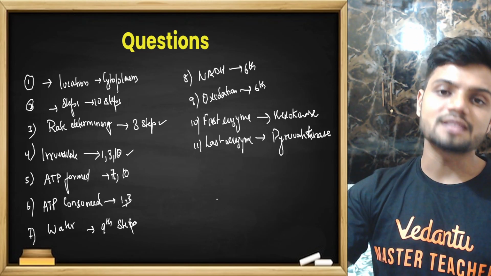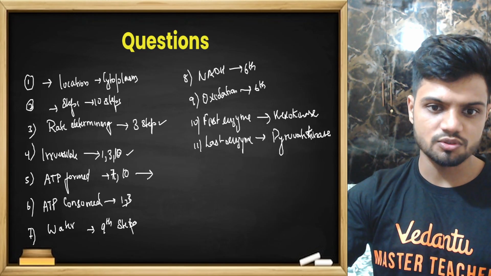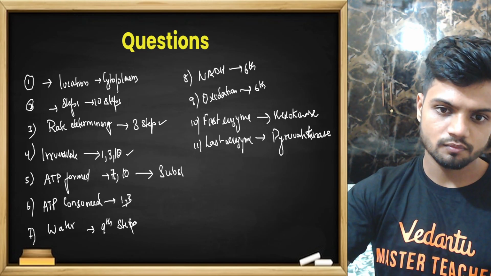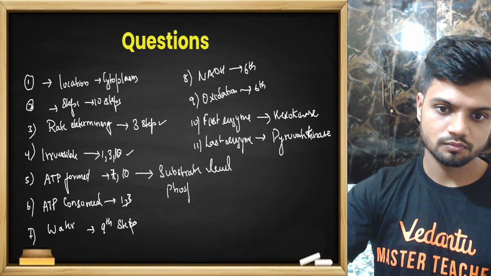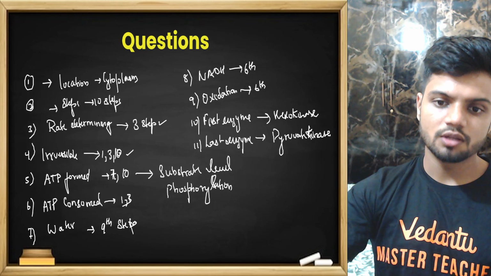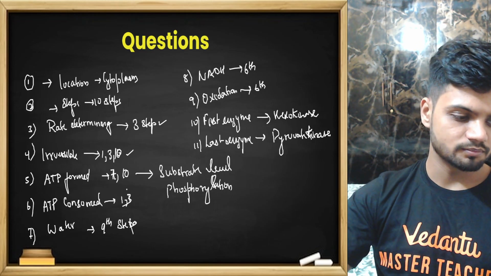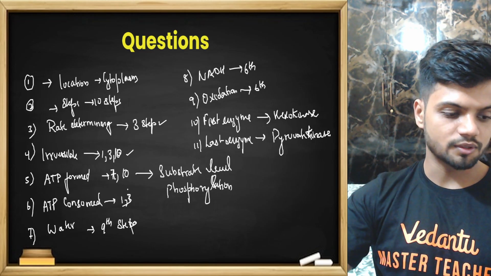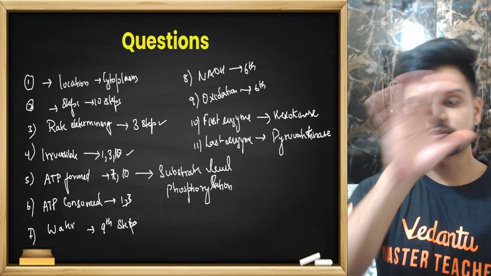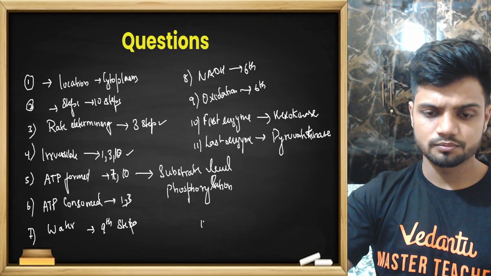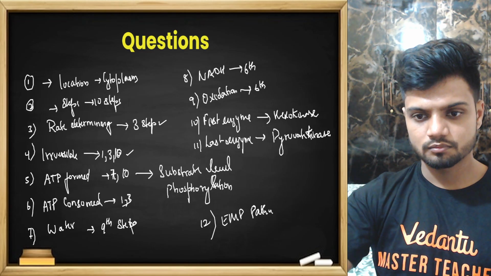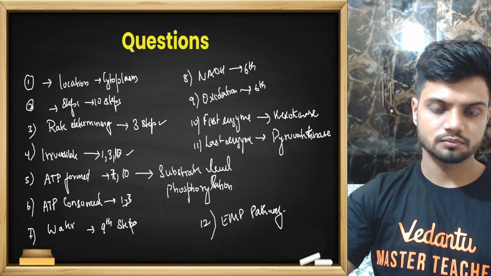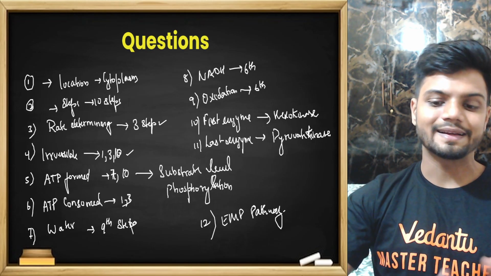Okay. And in this entire pathway, what is happening in the first step, these two steps? Substrate level phosphorylation is happening in the 7th step and 10th step. Okay, students, all of these steps can be asked. And they can also ask you why it's called the EMP pathway. So all these questions can come from your glycolysis.